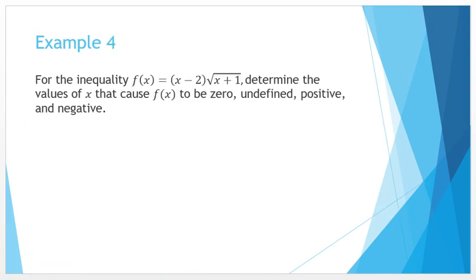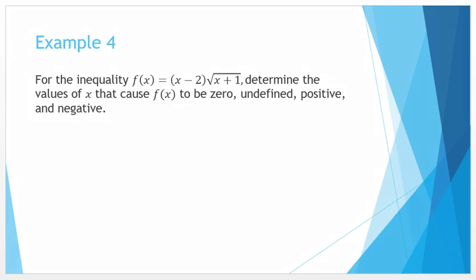Now this example doesn't have a fraction in it. I wanted to do one that had a radical by itself first. So very similar, I need to identify where the graph is 0, undefined, positive, and negative. Remember, if you don't see a fraction, think of this whole thing as being over 1. So it's technically x minus 2 times the square root of x plus 1, all divided by 1. So my numerator in this case is the x minus 2 and the square root of x plus 1.